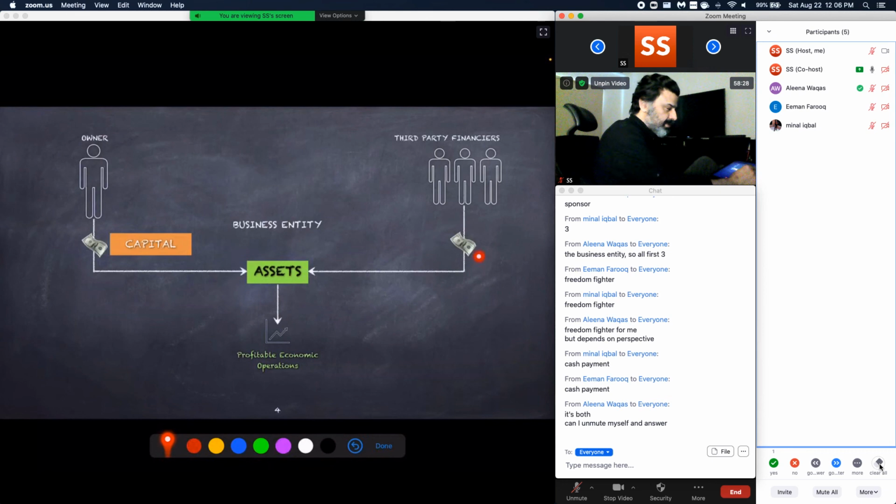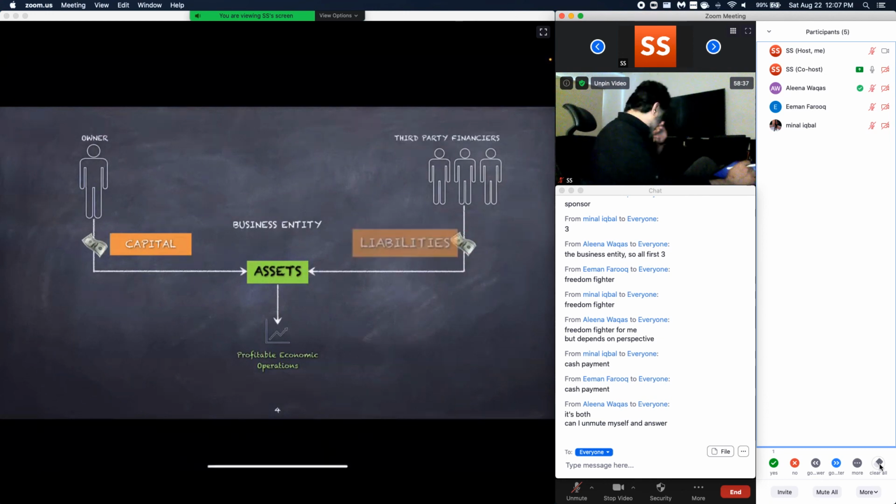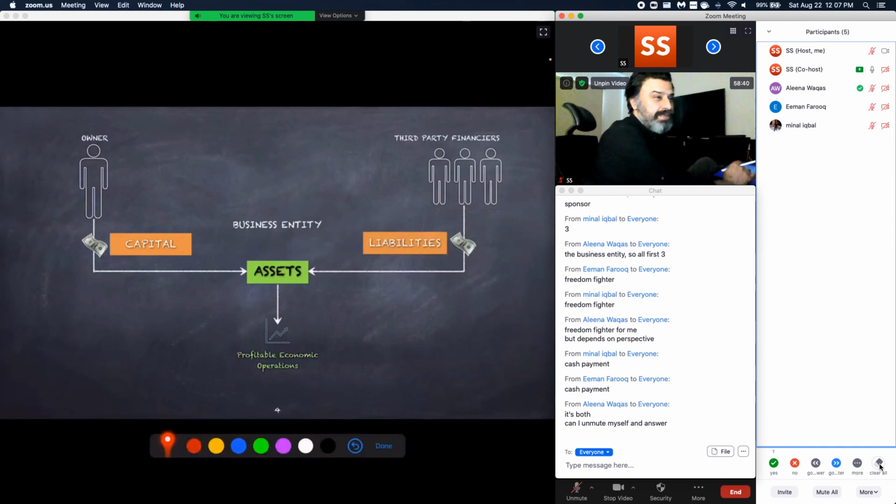And these amounts that you receive from your third-party financiers, in accounting, we also have a special name for these funds that you receive from external investors. We call them liabilities. Liabilities generally mean what you owe. If you are liable to pay someone something, that means that person has become your liability. So this is you, the business entity, this is another separate individual called the owner, and these are also other separate individuals called the third-party financiers. So you need to keep them separate. All of them have their own individual identities.